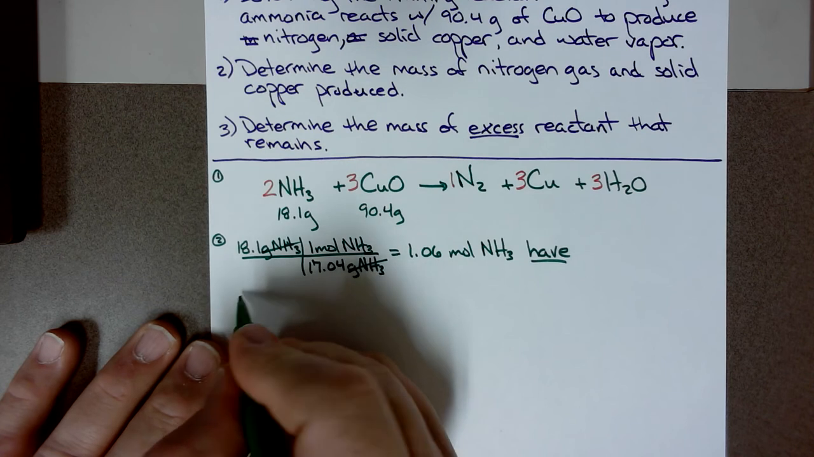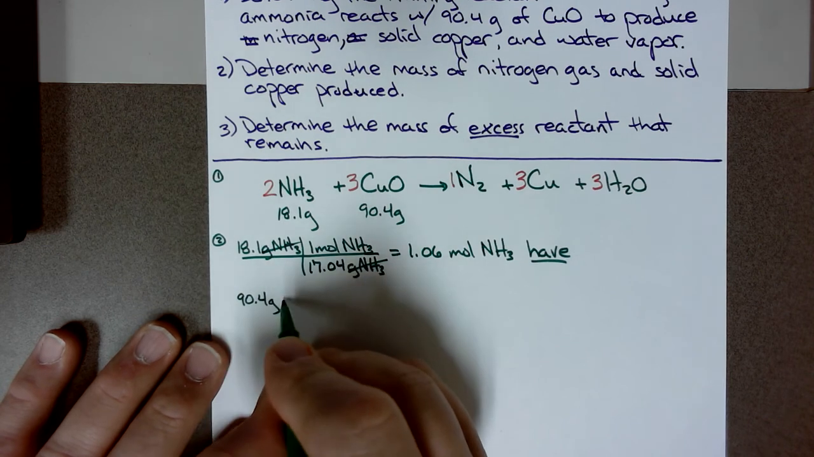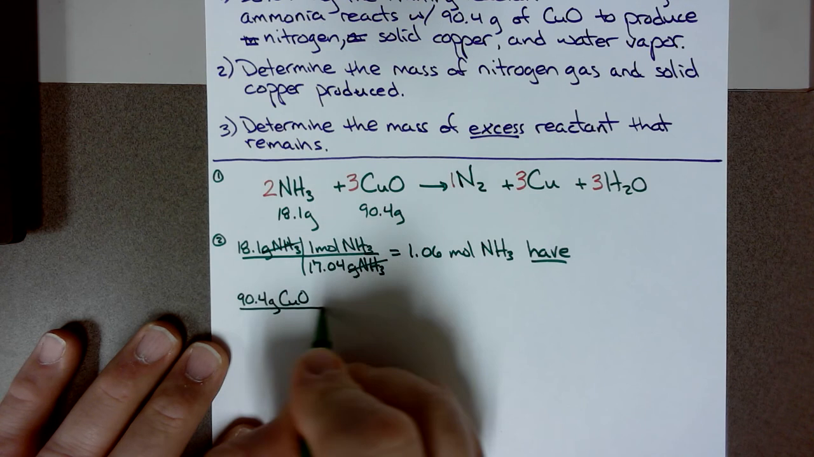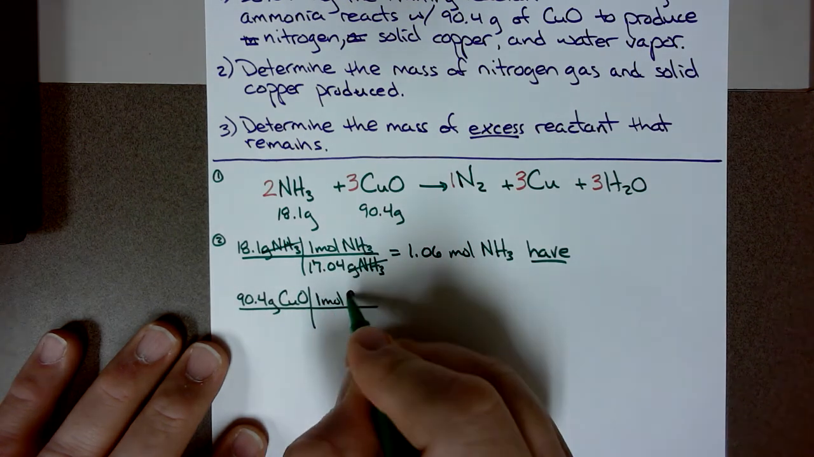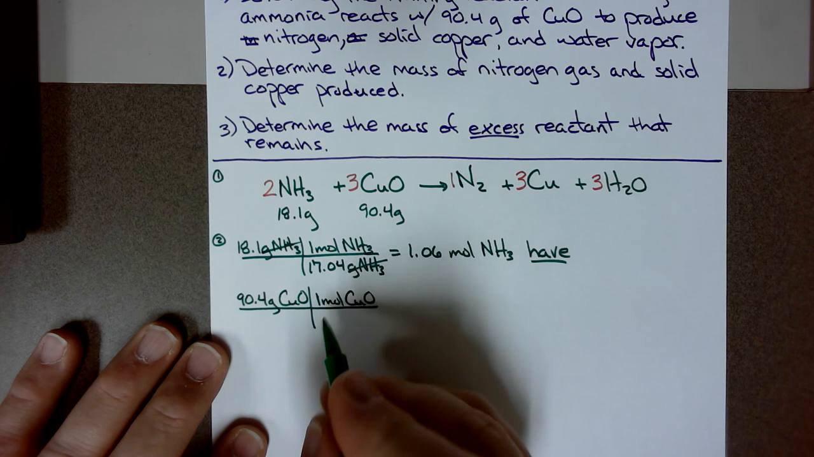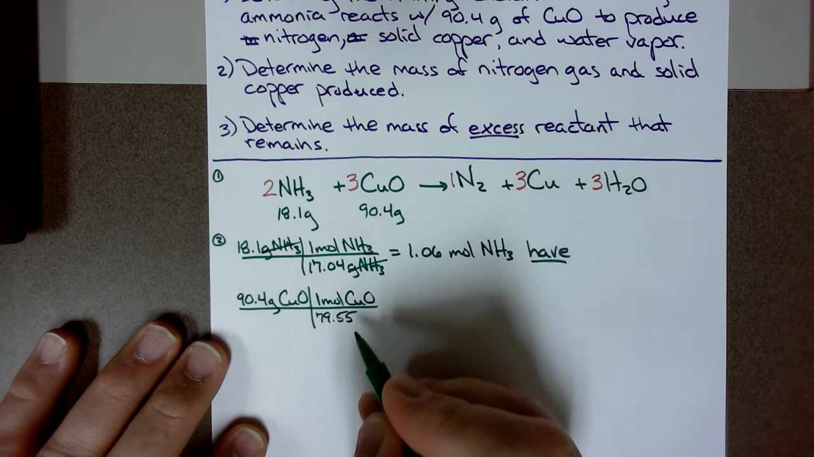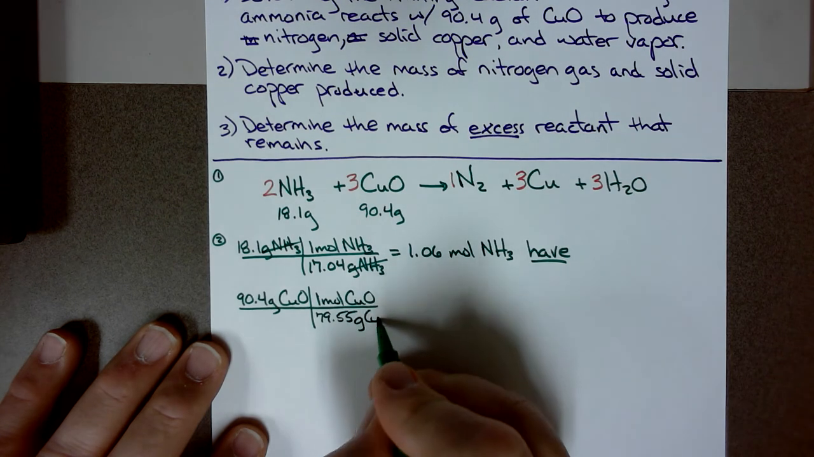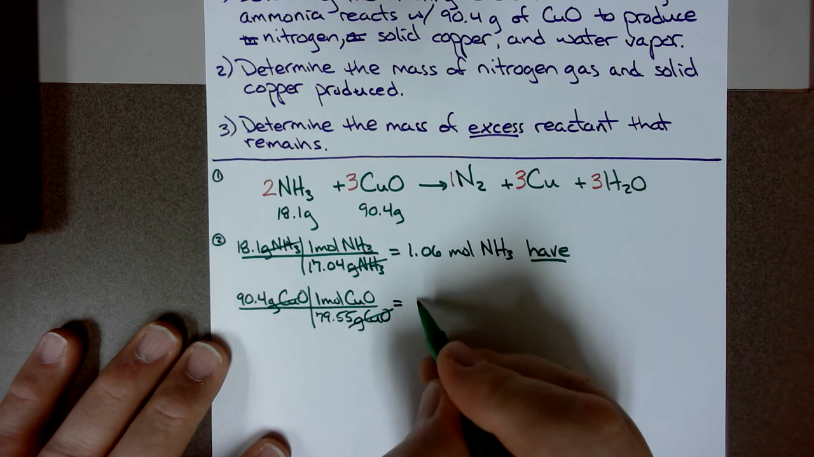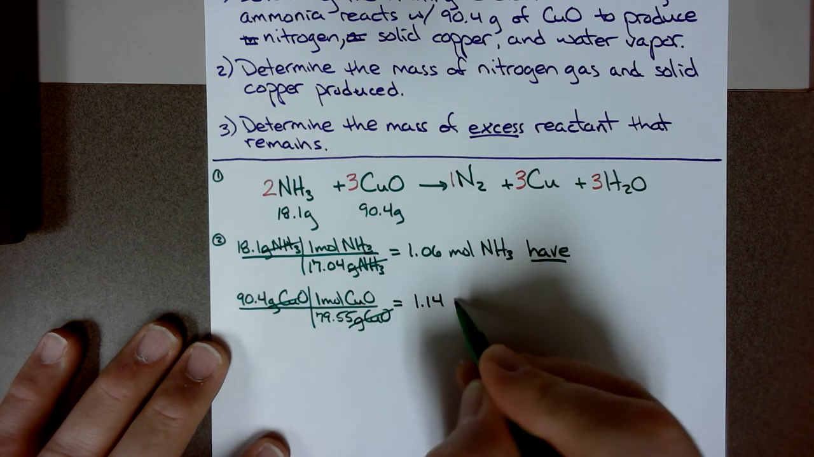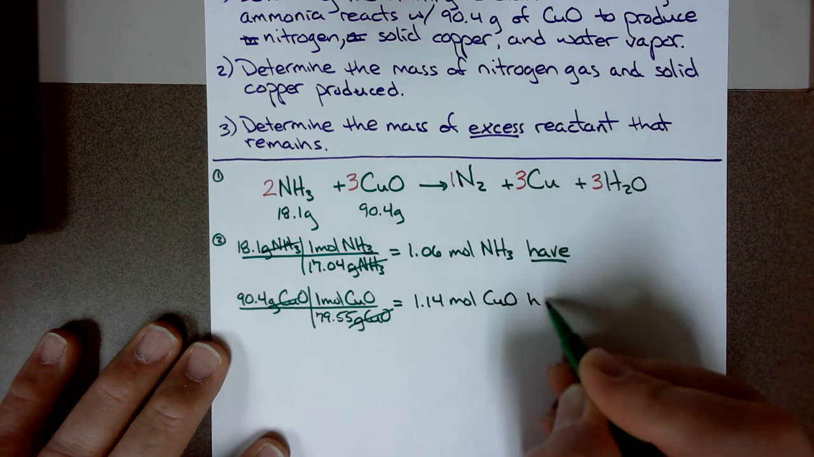Next, we're going to take the 90.4 grams of copper 2 oxide, and we're going to convert it to moles using molar mass also. And the molar mass of copper 2 oxide is 79.55 grams per mole of copper 2 oxide. So when I do that, I get 1.14 mole of CuO, copper 2 oxide. This is what I have.